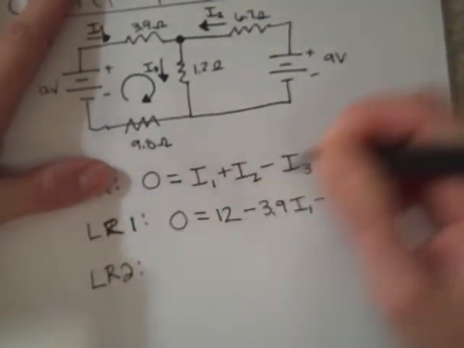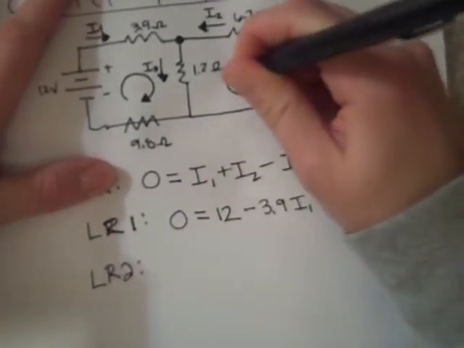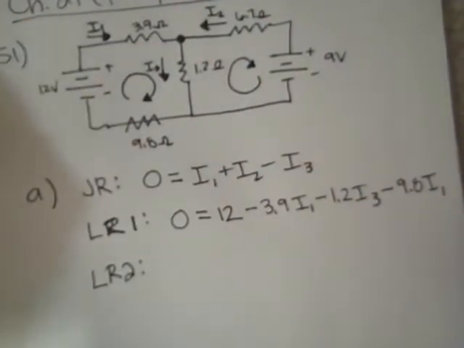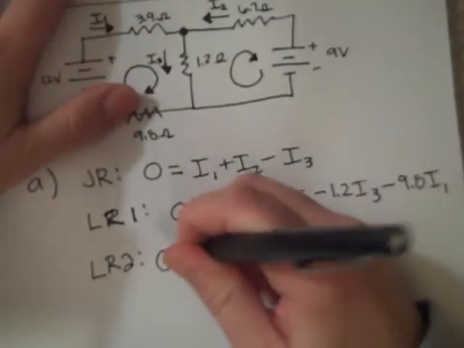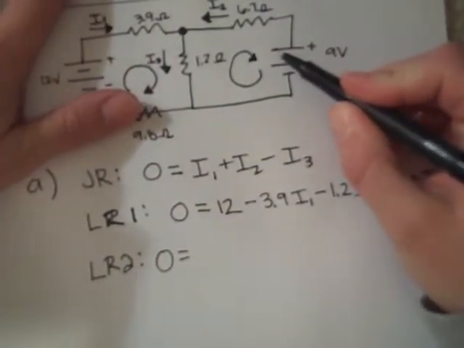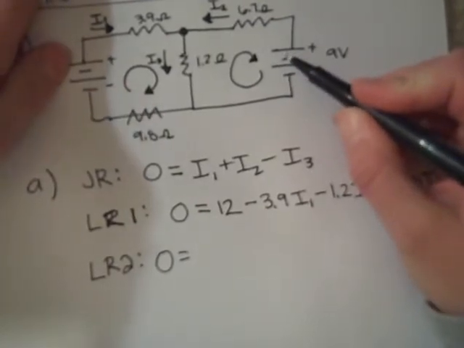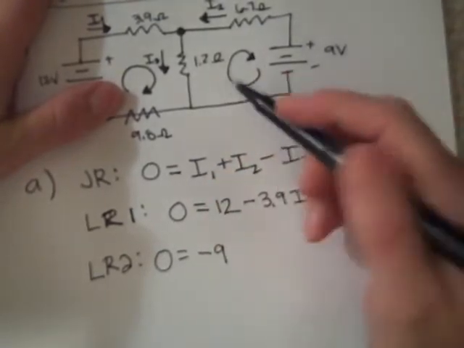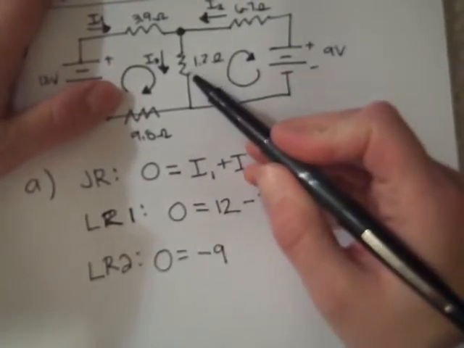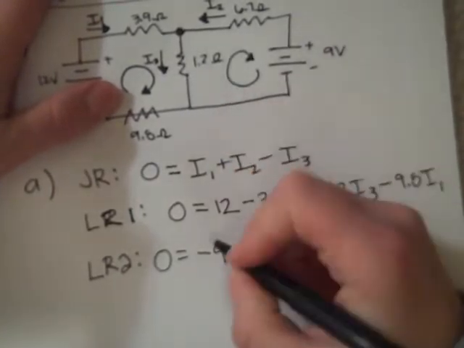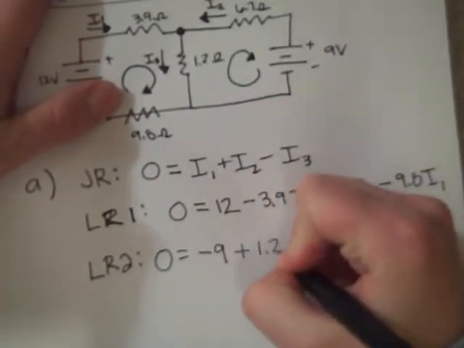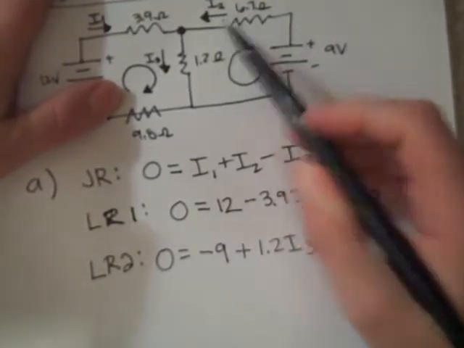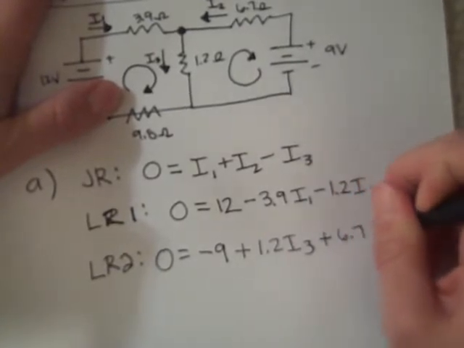Now, in your second loop, if I go in a clockwise pattern again, I'm going to get 0 equals, now notice in this case I'm looping clockwise, starting at my positive terminal and going towards my negative through my battery, so that means I plug it in as a negative 9 volts. Over here with the 1.2 ohm resistor, I'm going against the current that I have drawn, so I'm going to say plus 1.2 I3. And then finally, again, I'm going against this I2 up here, so I'm going to say plus 6.7 I2.